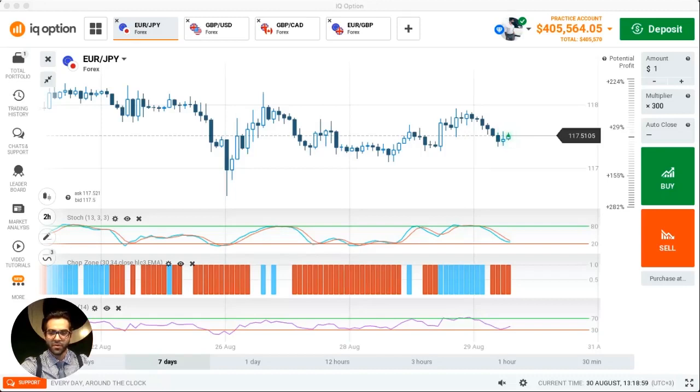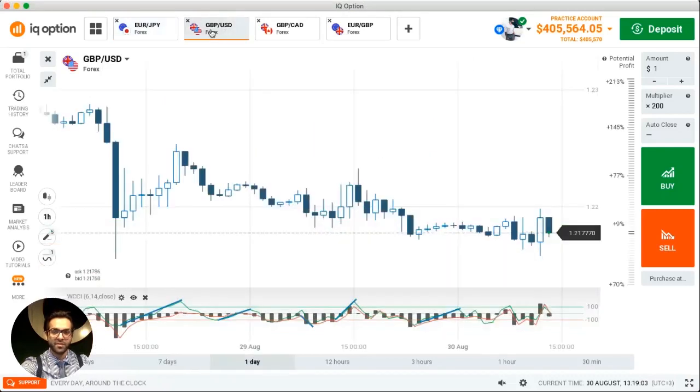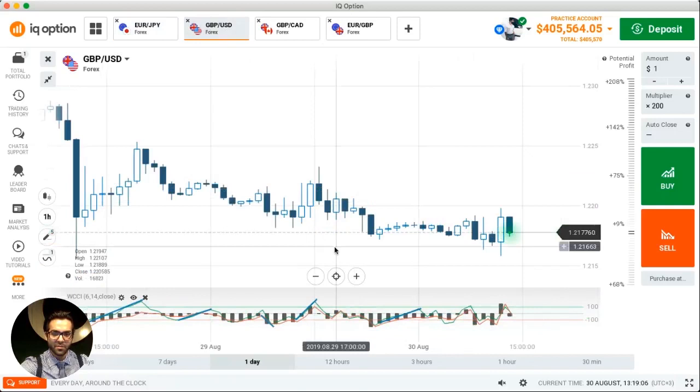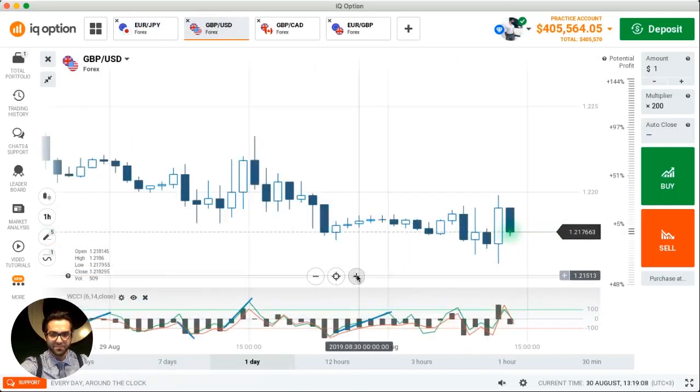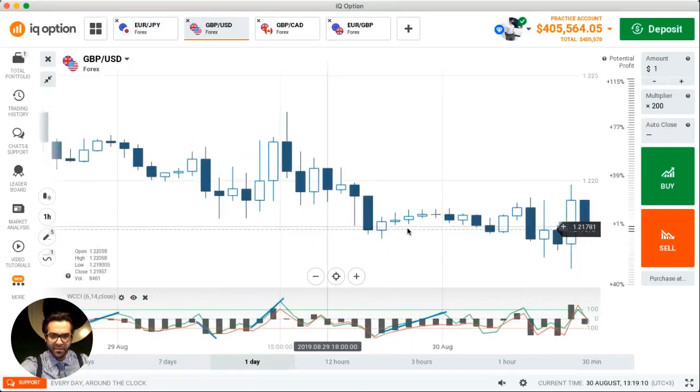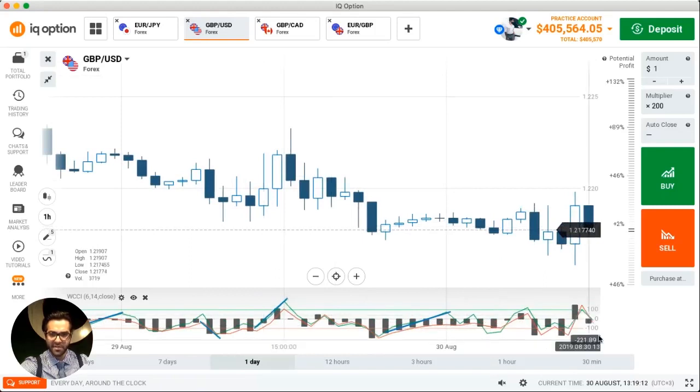So I'm going to go forward now with the second unique indicator for today. I have the GBP USD here. This is the Woodies CCI. Okay, now it's here. It looks messy. I'm not going to lie, but I'm going to walk you through it so that we understand it together.